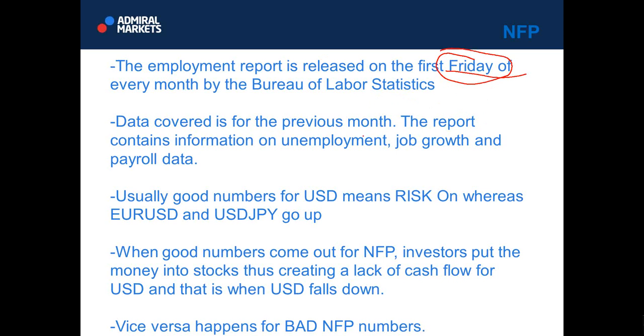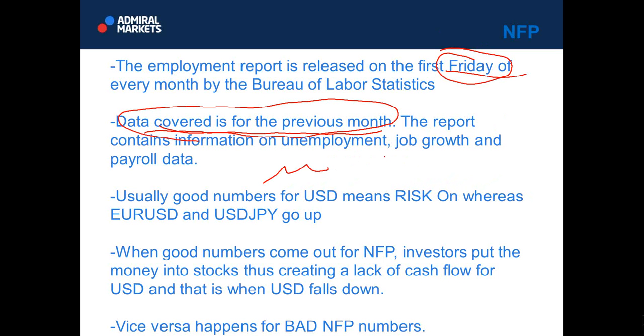Usually, data covered is for the previous month. So the report contains information on unemployment, job growth, and payroll data. So you need to know the data covered is exclusively for the previous month. What it contains is not very important for spike trading. It will be important for intraday positioning after the NFP and possibly 2 weeks after the NFP has been released. It can give us the next trend in the following 2 weeks.